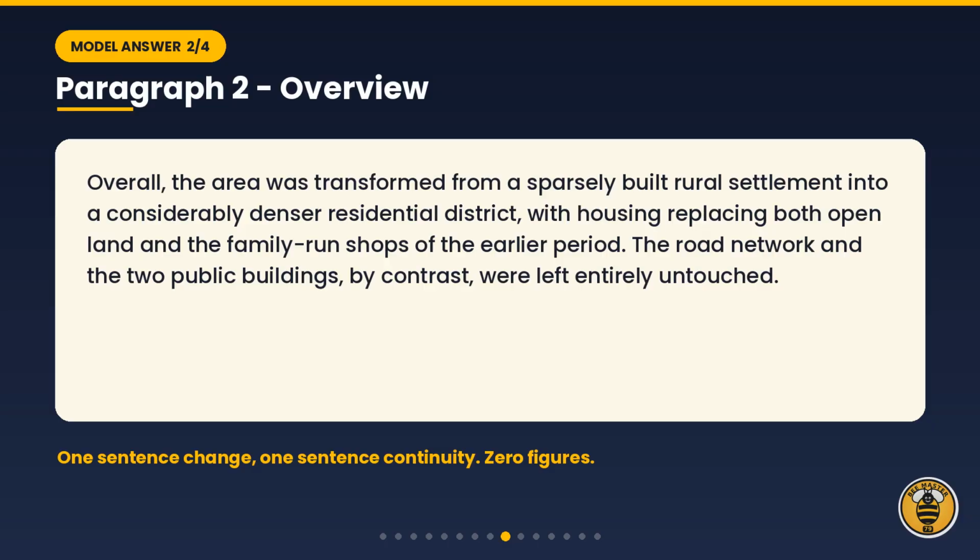Paragraph 2. The overview. Overall, the area was transformed from a sparsely built rural settlement into a considerably denser residential district, with housing replacing both open land and the family-run shops of the earlier period. The road network and the two public buildings, by contrast, were left entirely untouched. 2 sentences, one for change, one for continuity, and not a single number in either of them.